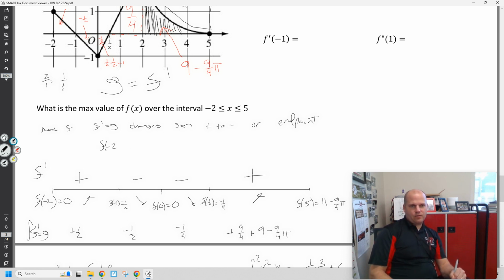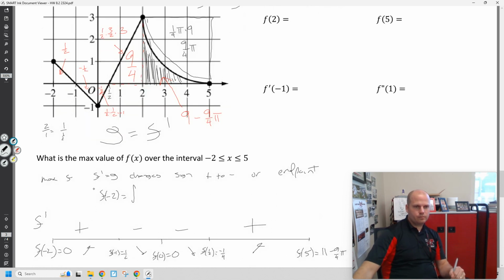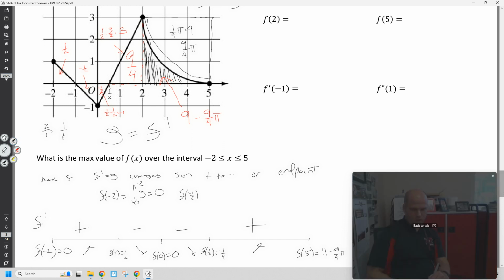F of -2 is an endpoint, which is the accumulation from 0 to -2, which I didn't show, of g, which is 0. Already found that. Where do we change signs from positive to a negative is f at negative a half, f at -1.